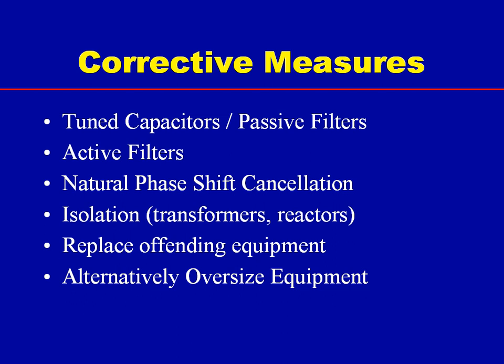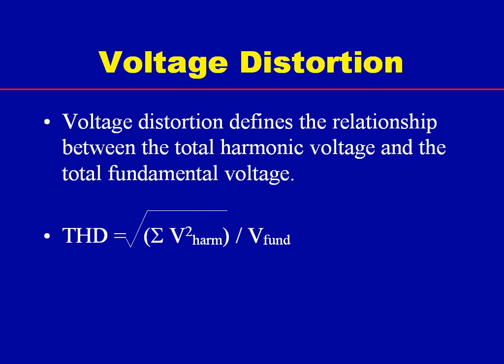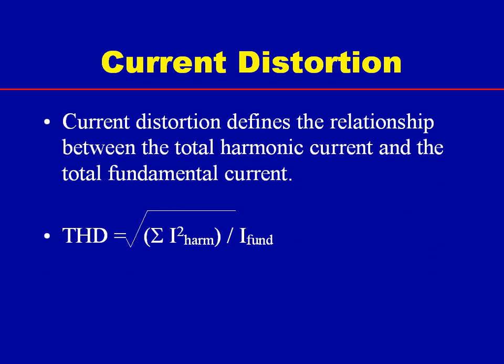You can install passive filters that trap the harmonic current, install active filters that adjust with harmonic content, utilize natural phase shift cancellation, add impedance such as transformers or reactors to isolate the harmonic sources from the system, replace the offending equipment, or alternatively oversize the power system components to withstand the extra heat and stress caused by the harmonic current. Voltage distortion is the relationship between the harmonic voltage and the voltage at fundamental frequency. Current distortion is the relationship between the harmonic current and the fundamental current.